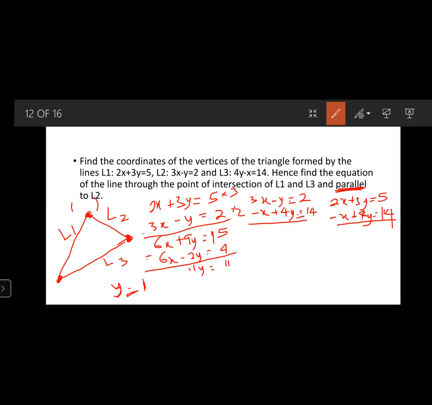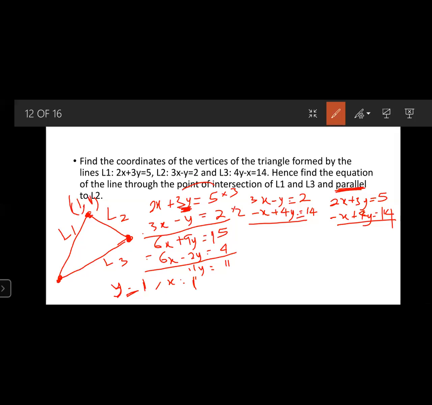If y is 1, what is my x? You can just put it there directly. There's no space here. If you put y equals 1 here, 3 times 1 will give me 3. Take it to the other side: 5 minus 3 will give me 2. So 2x is equal to 2, and x is also equal to 1. So as a result, this point will be 1, 1.